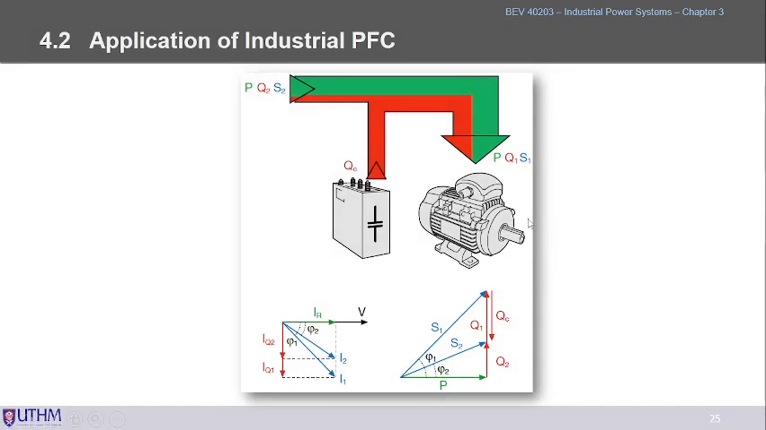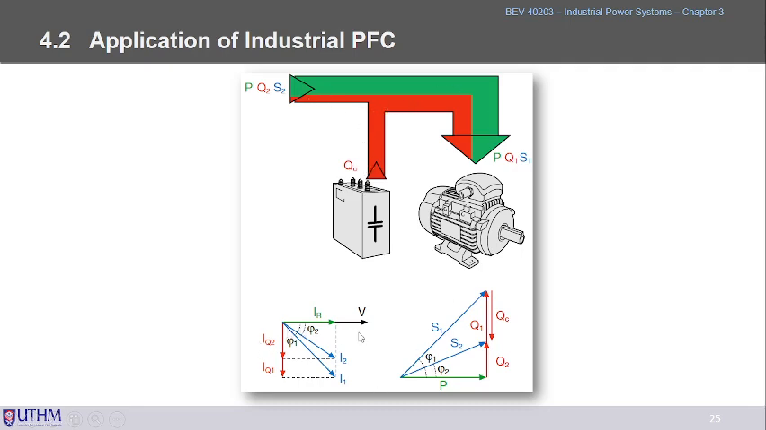Okay, this is the application of a motor. So we have one motor. It requires P, Q1, and S1. So where does it obtain the Q1? Actually the Q1 is obtained from the supply, the Q2 here, plus the QC. QC is the compensating reactive power supplied by the power factor corrector or the capacitor bank here. So that means Q2 plus QC is equal to Q1 here. Okay, so that is our consideration, the red color one.